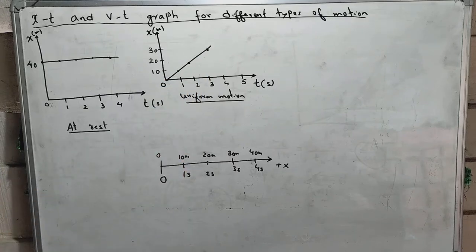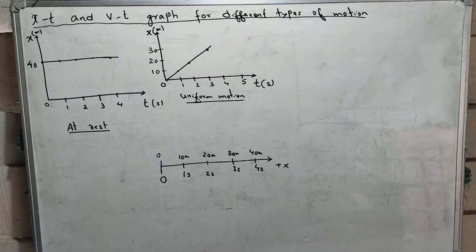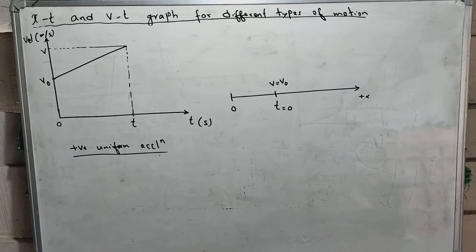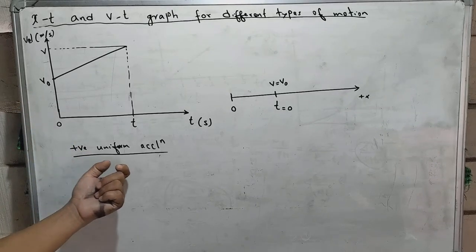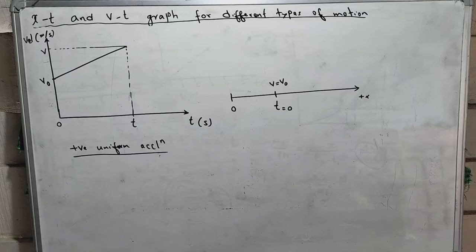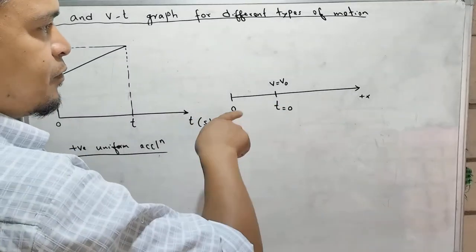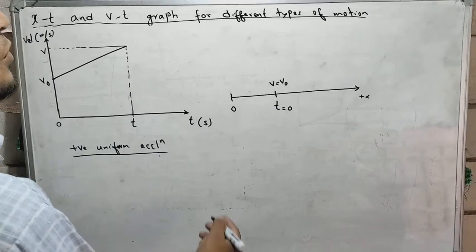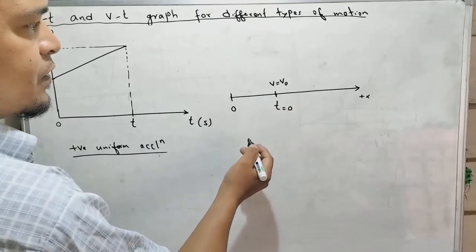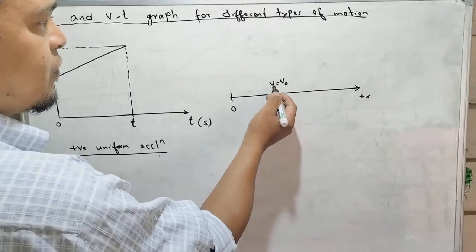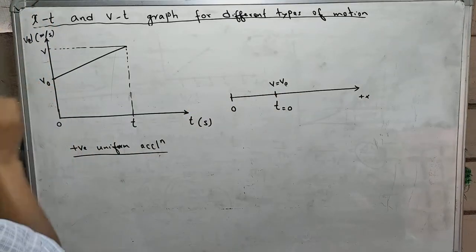Alright. Next we will discuss the velocity-time graph for different types of motion. The first type of v-t graph is for a positive uniform acceleration. Again, we consider the motion of an object along the positive x direction. Suppose this is the origin and let us measure the time from this point. When the time is 0, let's say the velocity of the object is v naught. So in the graph, when the time is 0, the velocity is v naught.